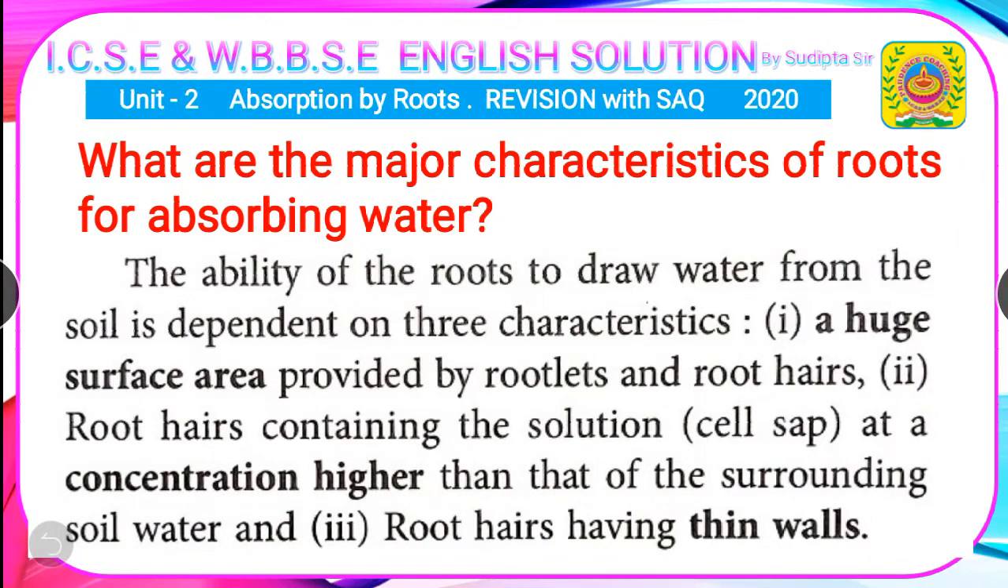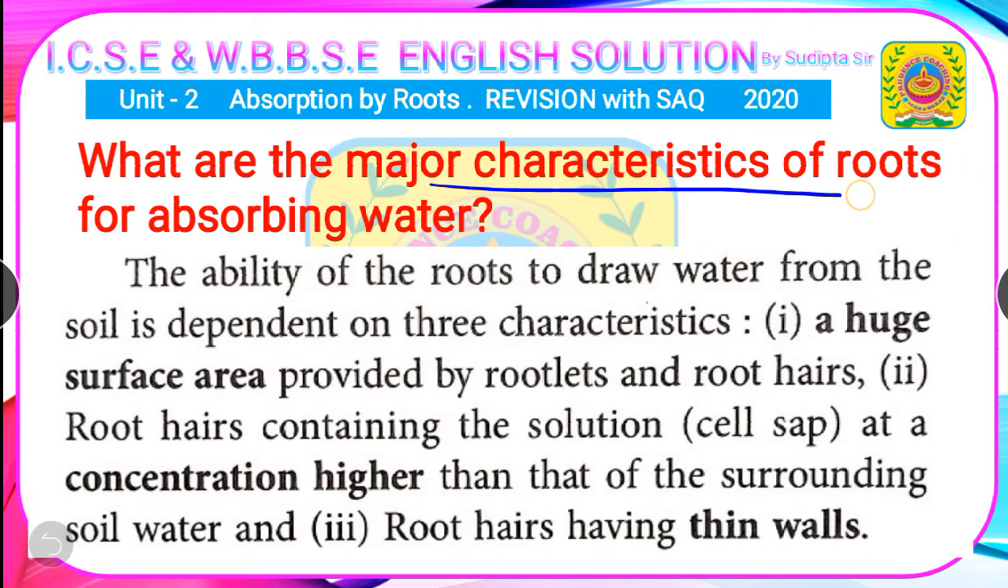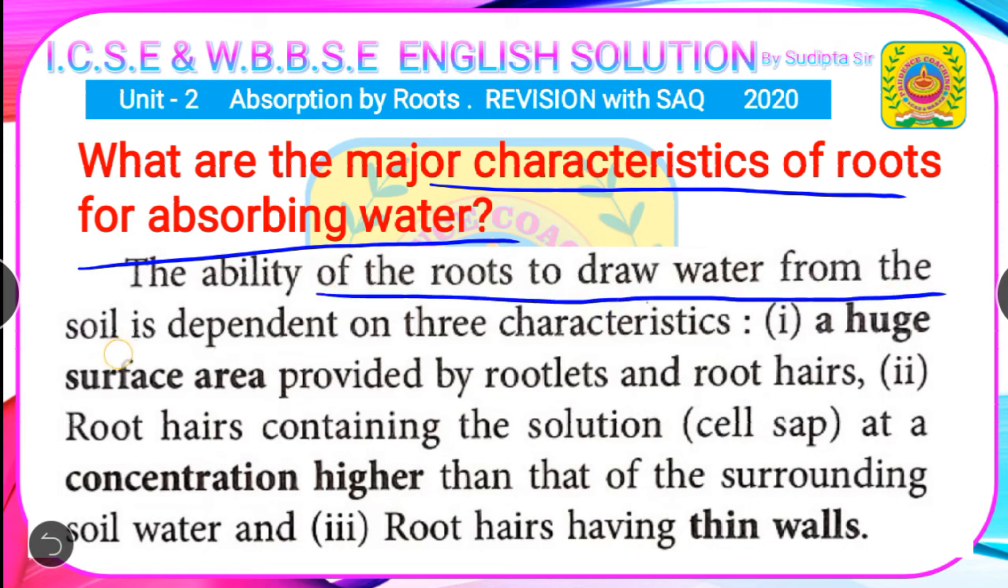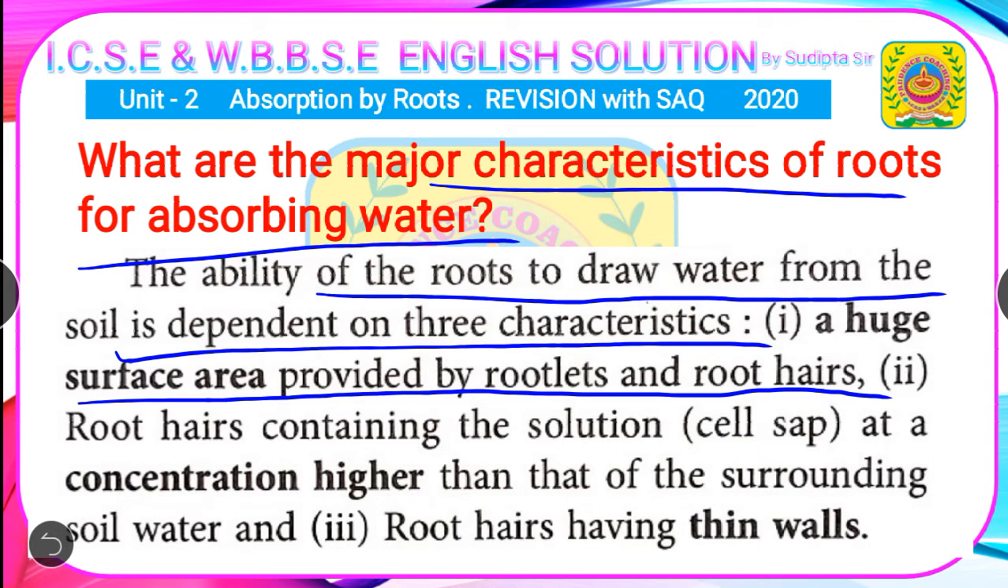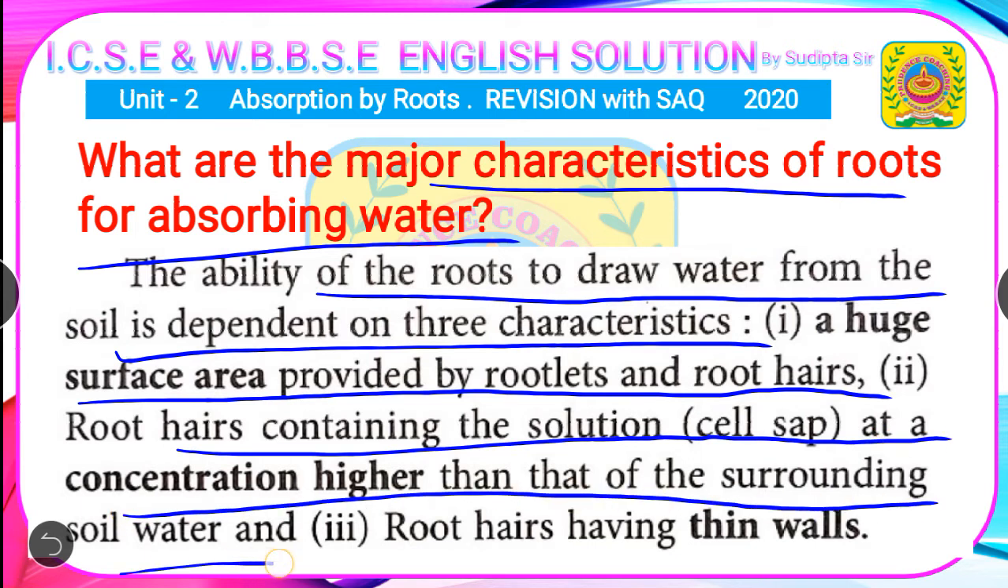The first question is, what are the major characteristics of roots for absorbing water? The ability of roots to draw water from the soil is dependent on three major characteristics. Number one, a huge surface area provided by rootlets and the root hairs. Number two, root hairs containing the solution, which is known as cell sap, at a concentration higher than that of the surrounding soil water, and root hairs having thin walls. So these are the three major characteristics of the roots for absorbing water.